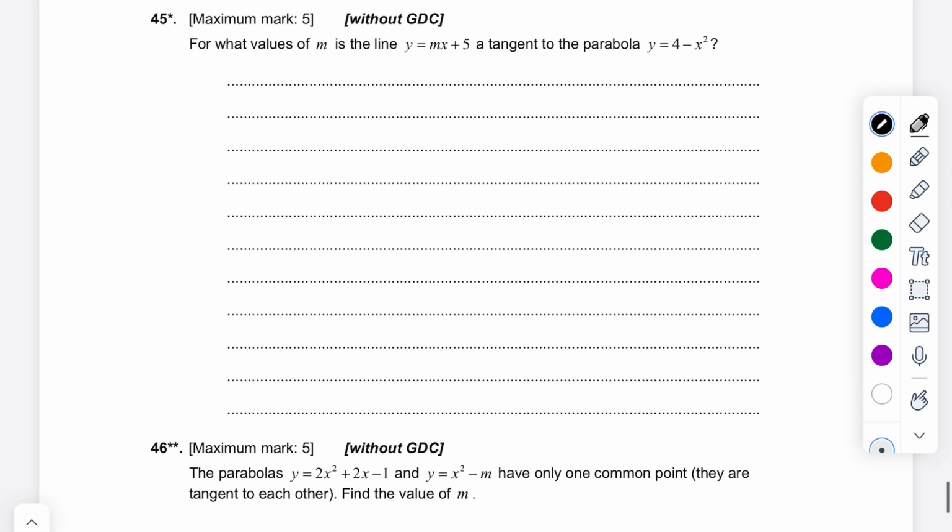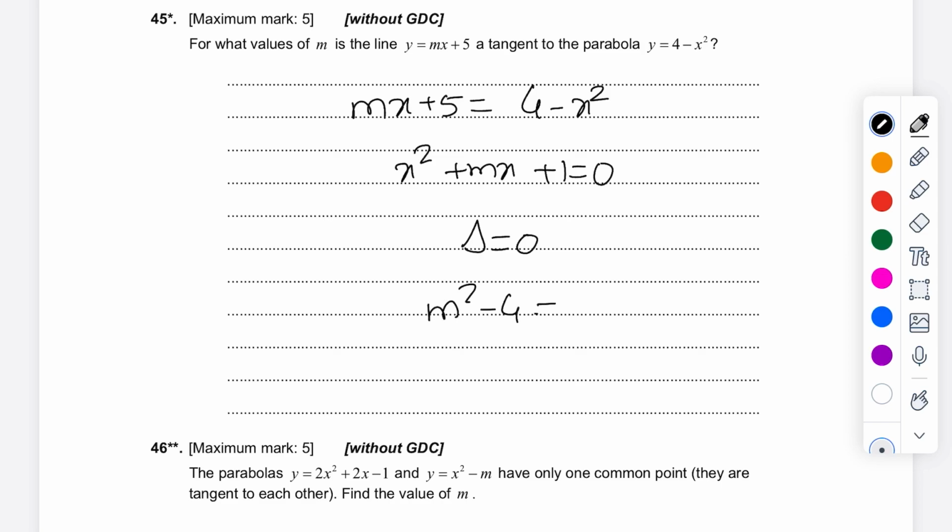Question number 45. For what values of m is the line a tangent to this one? So the tangent means they should intersect. Mx plus 5 equals 4 minus x square. So we get x square plus mx plus 1 equals 0. Tangent means discriminant should be equal to 0. So b square minus 4ac should be equal to 0. So m equals plus or minus 2.